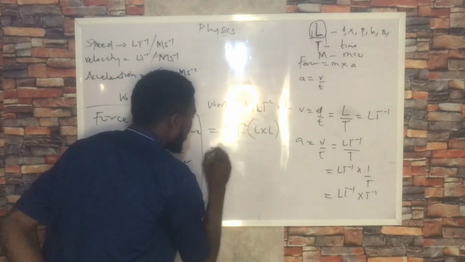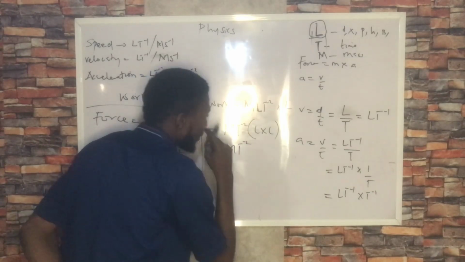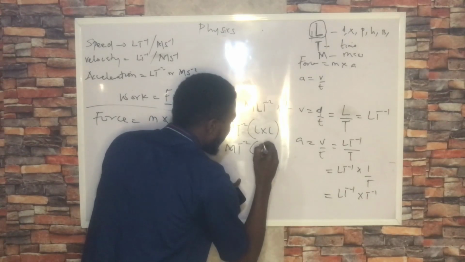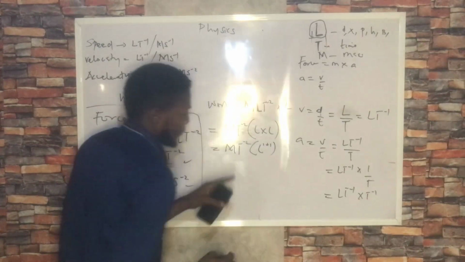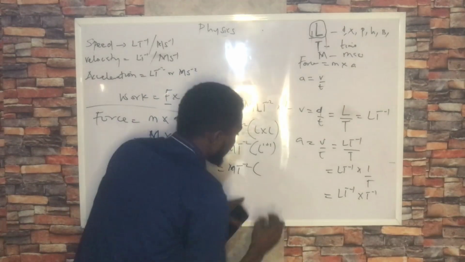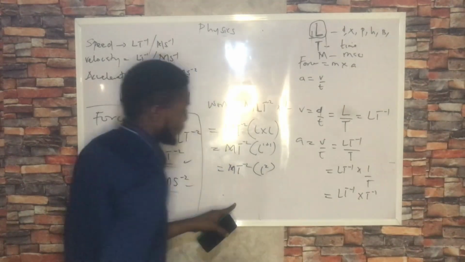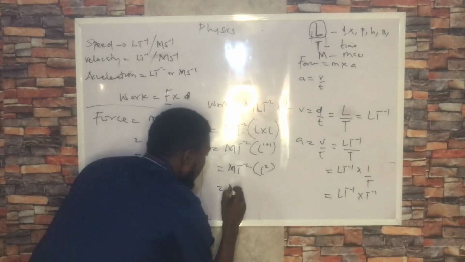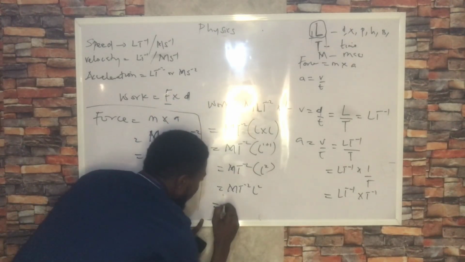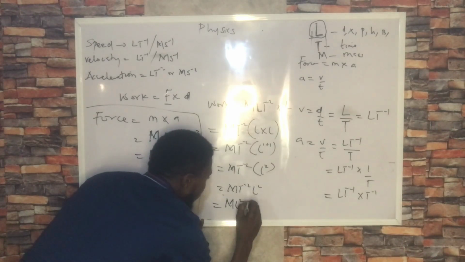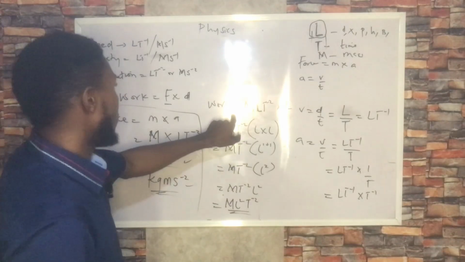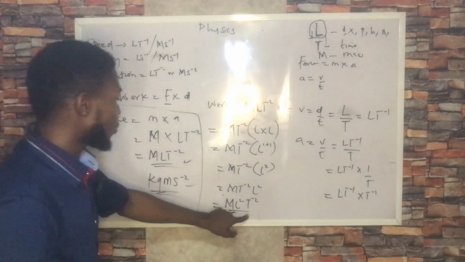So in that case, it's equal to M T to the power minus 2, open brackets, L times L. That is L raised to power 1 plus 1, that is L raised to power 2. Then it's going to be M T raised to minus 2 L squared. Now you can rearrange: M L squared T raised to minus 2. This is the dimension for work.